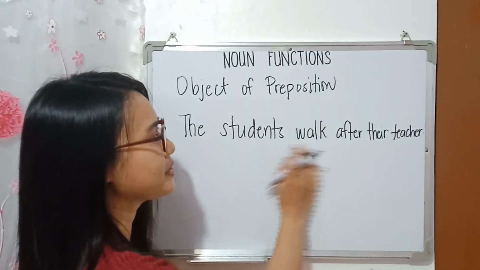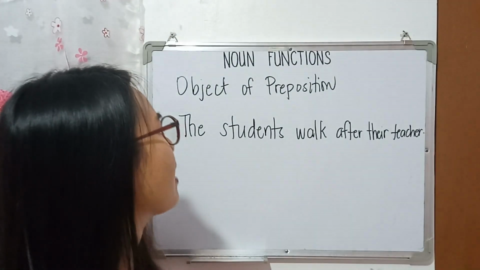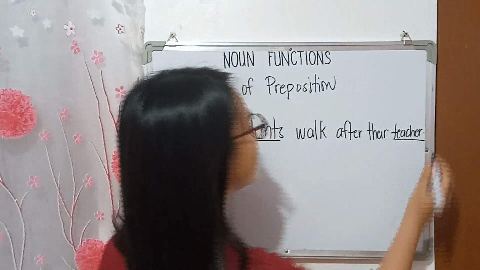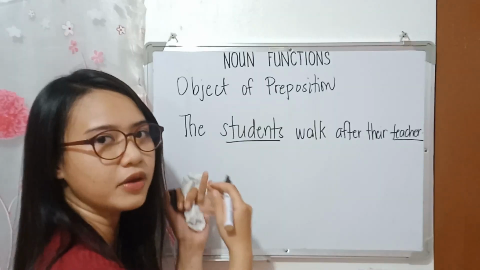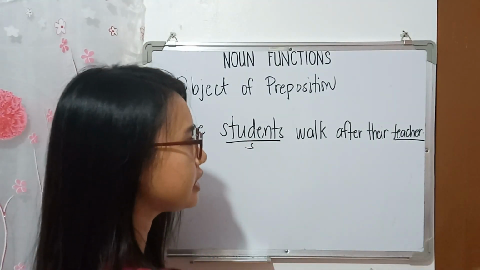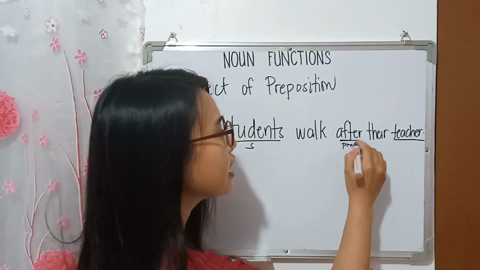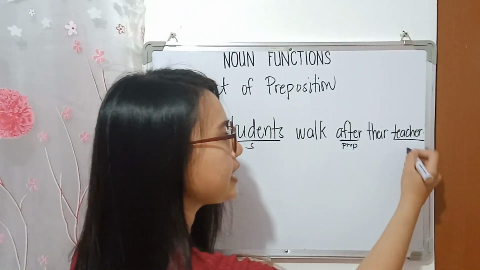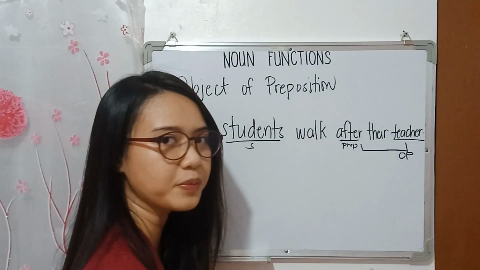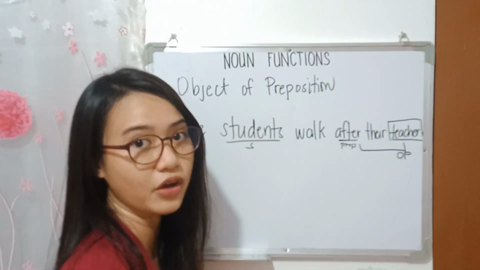Okay, the students walk after their teacher. Let us count how many nouns are present in the sentence. We have 1 and 2. Let's underline the students and teacher. Now, students here, since we're talking about the students, this is the subject. And students walk after their teacher. We observe that there is the presence of a preposition here. And I already mentioned a while ago that a noun after the preposition is called an object of the preposition. So we have here teacher, a noun functioning as an object of the preposition.